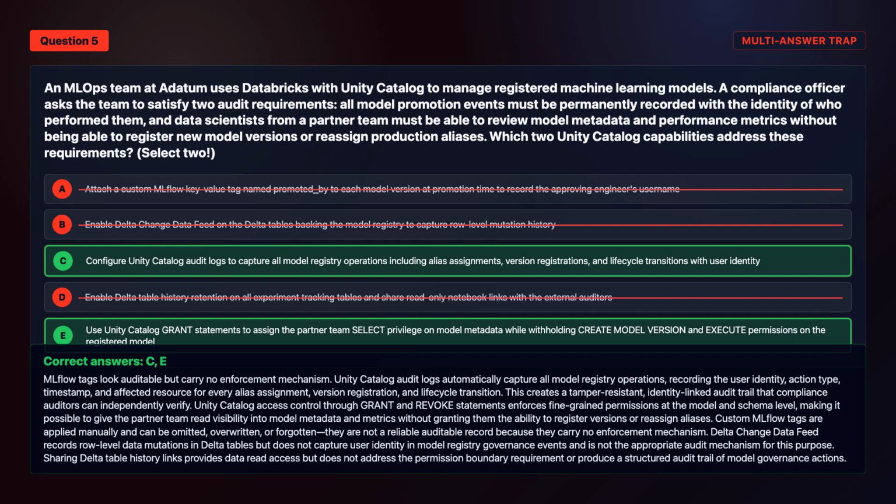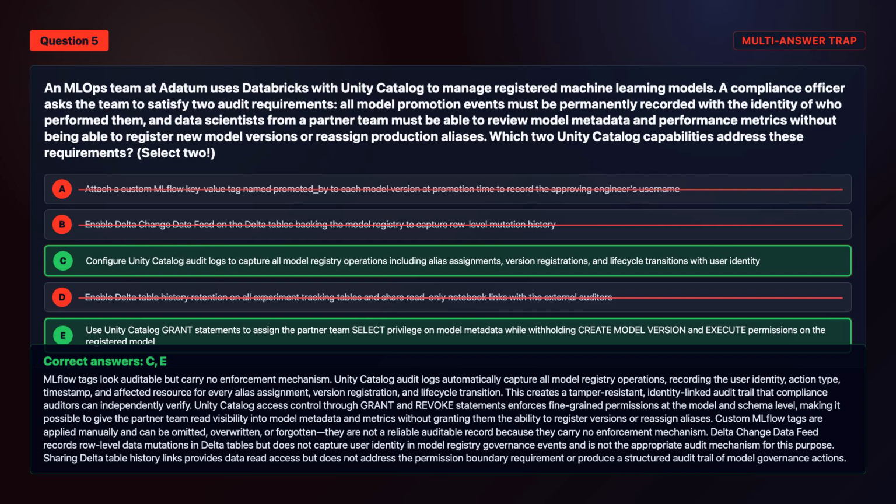Unity Catalog access control through grant and revoke statements enforces fine-grained permissions at the model and schema level, making it possible to give the partner team read visibility into model metadata and metrics, without granting them the ability to register versions or reassign aliases. Custom MLflow tags are applied manually and can be omitted, overwritten, or forgotten. They are not a reliable auditable record because they carry no enforcement mechanism.